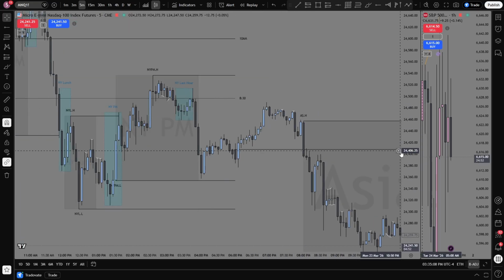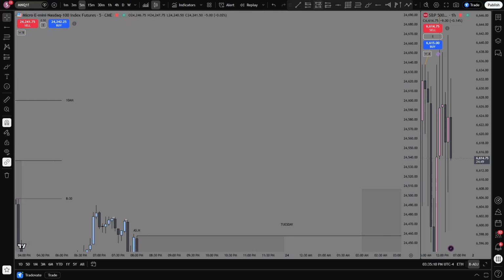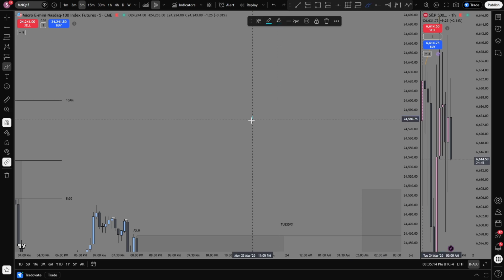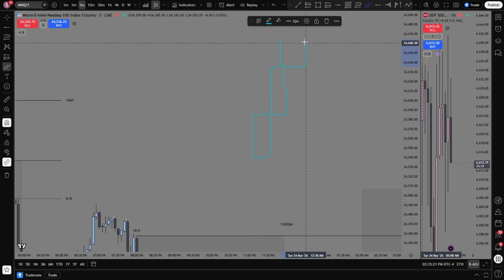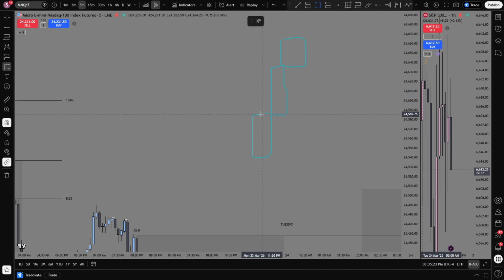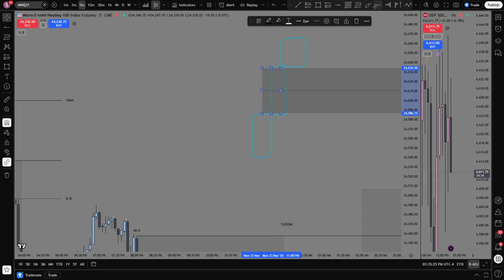So now we'll talk about fair value gaps. Fair value gap is one of the most basic PD arrays that there are. So you'll have a candle, another, boom, boom, boom, and then this gap in the middle would be your fair value gap, right?